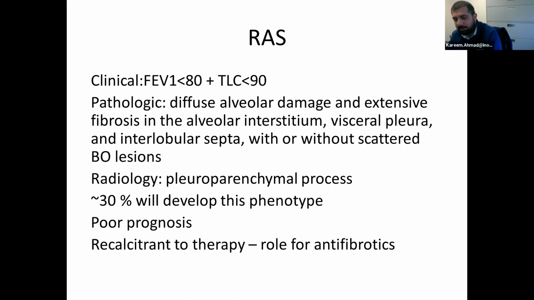And so some people have tried, again, just like we use pirfenidone. It's been studied in bronchiolitis obliterans syndrome. Ofev and pirfenidone are also being studied as an antifibrotic pathway in the development of RAS as well.